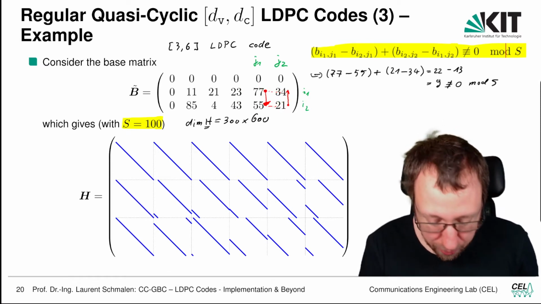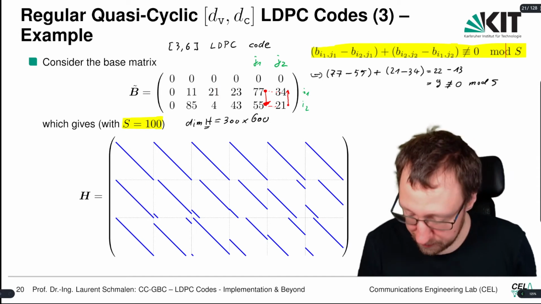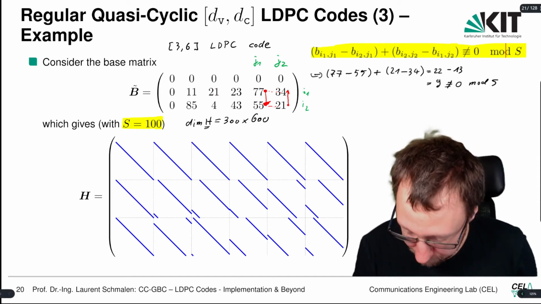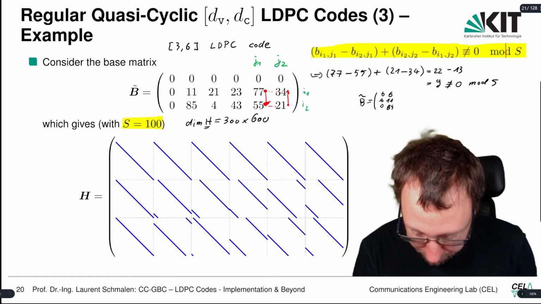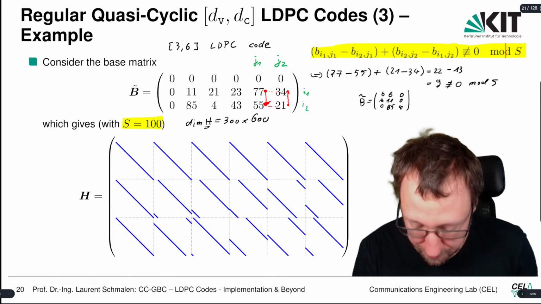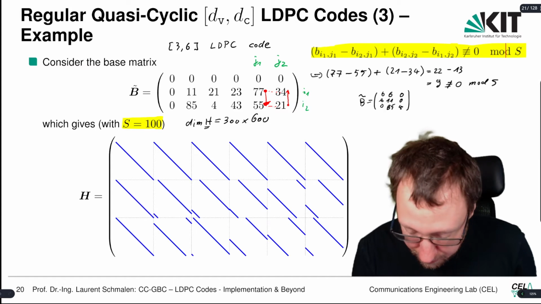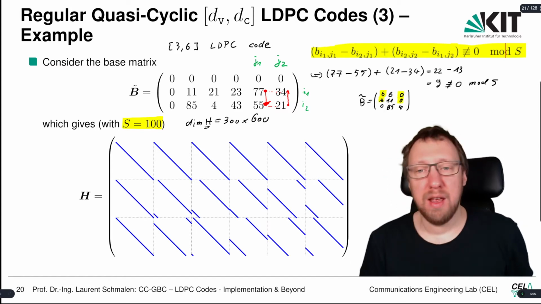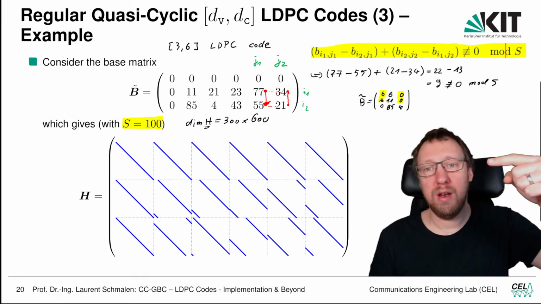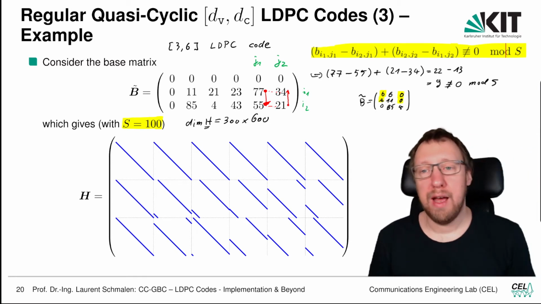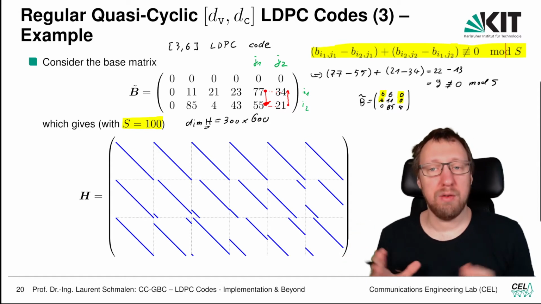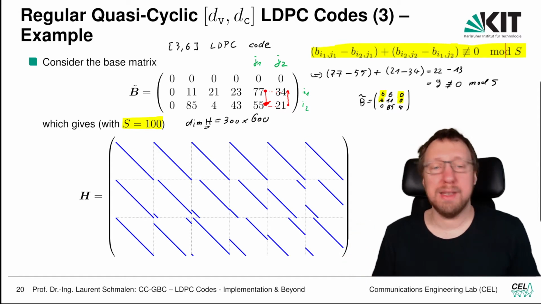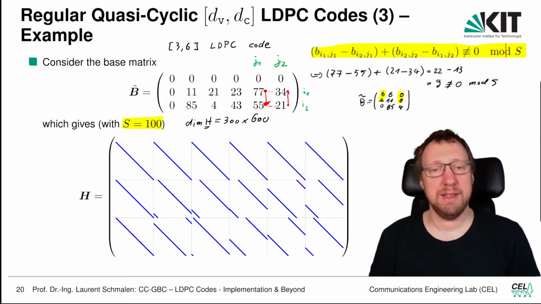So for instance, if one of those would be 0. So let's assume you have a B tilde, which is 0, 0, 0, 0, 11, 11, 0, 11, 85, 0, 0, 4. That wouldn't work because here you have p_i1,j1 minus p_i1,j2, and this would be equal to 0 modulo S. So this wouldn't work, and this means you will generate 4 cycles.